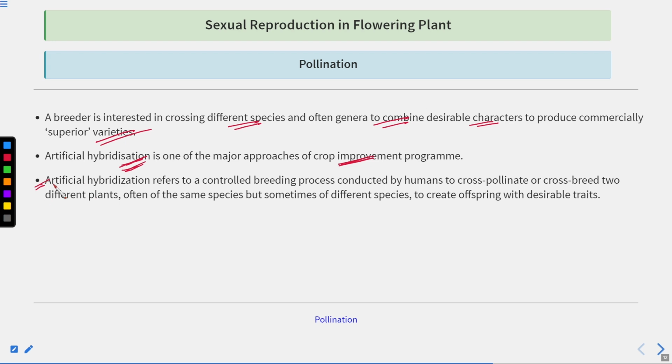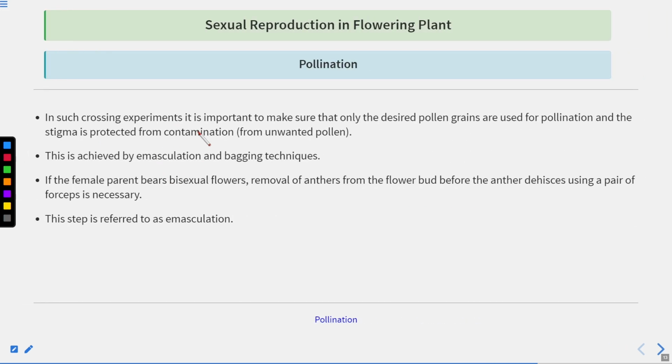Now next, artificial hybridization. What is artificial hybridization? It refers to a controlled breeding process conducted by humans to cross-pollinate or cross-breed two different plants, often of the same species but sometimes of different species, to create offspring with the desirable traits. In such a crossing experiment, it is important to make sure that only the desired pollen grains are used for the pollination, the pollen grains which contain the desired characteristic, and the stigma is protected from contamination from unwanted plants. So this is very important.